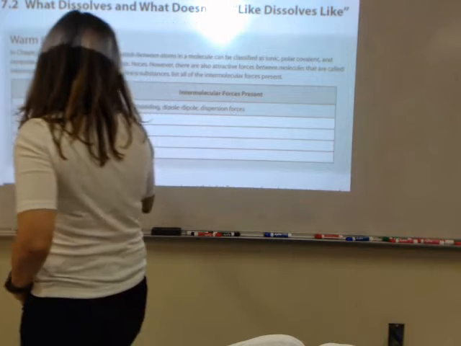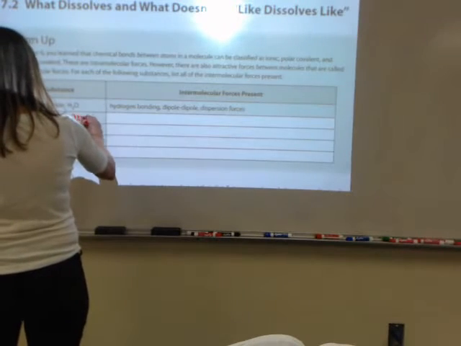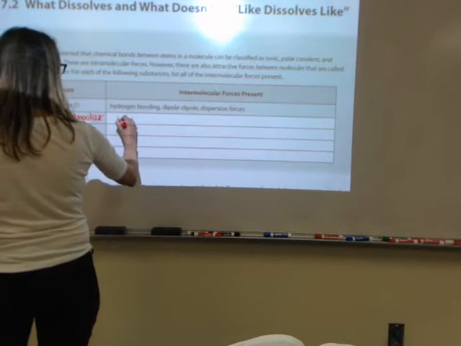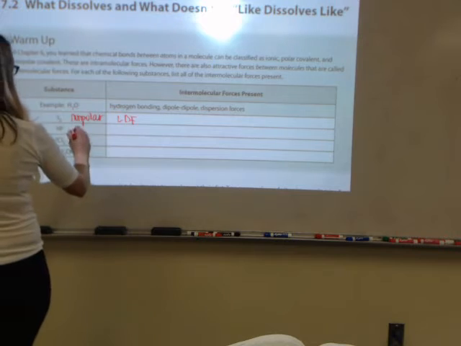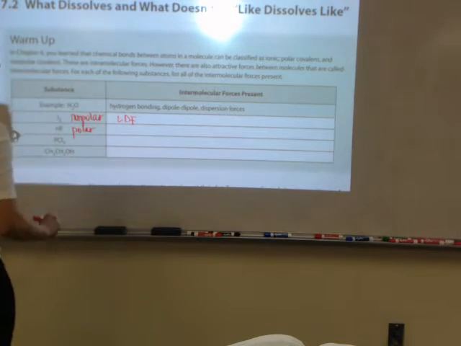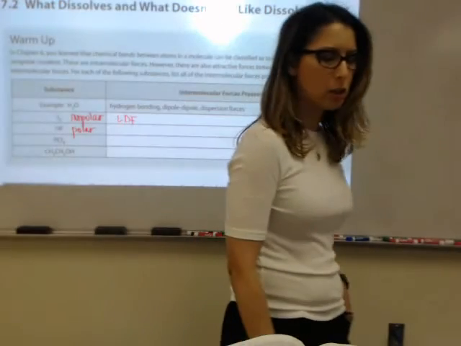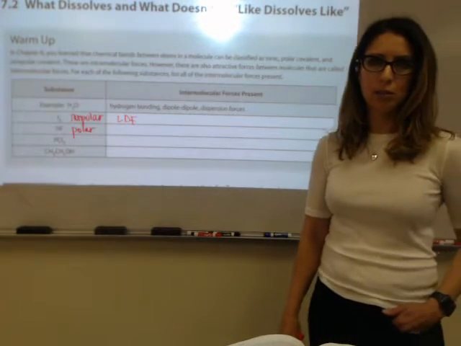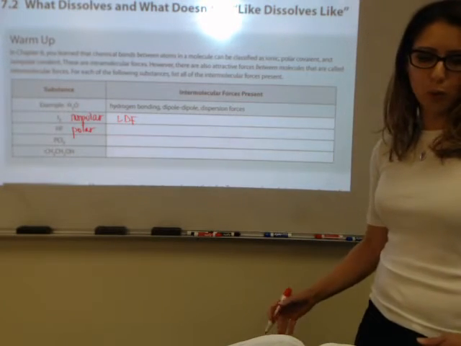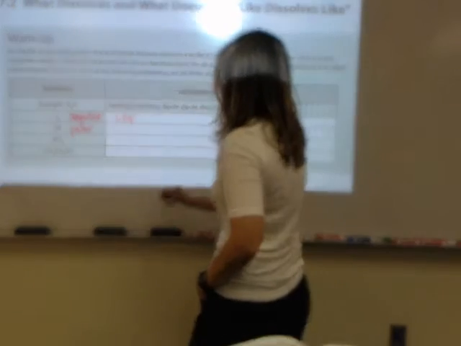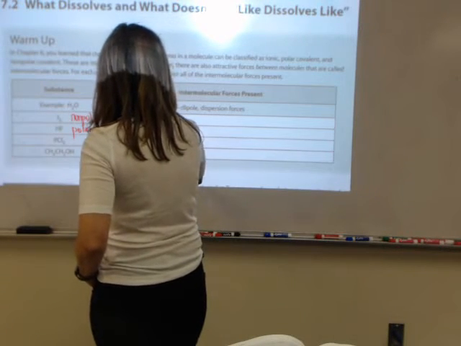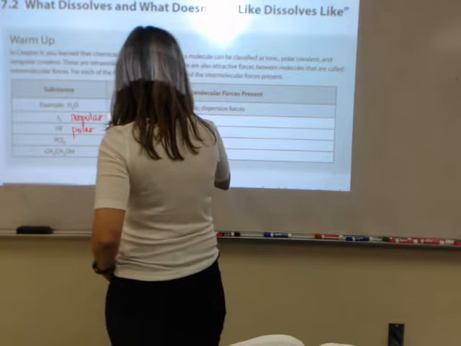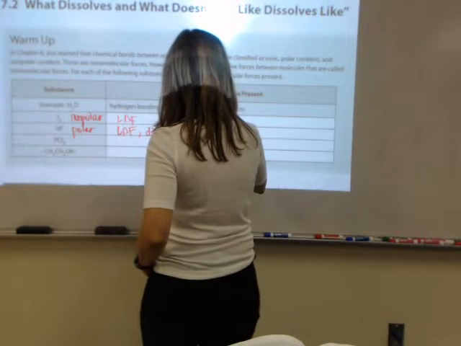So if I'm looking at I2, this is a nonpolar bond, so it's a nonpolar molecule. So this will have London dispersion forces present. For HF, this is a polar molecule. It's a polar bond, and the HF is a special bond that exists in a molecule that is polar, which allows it to hydrogen bond. So this has London dispersion forces and dipole forces and hydrogen bonds.